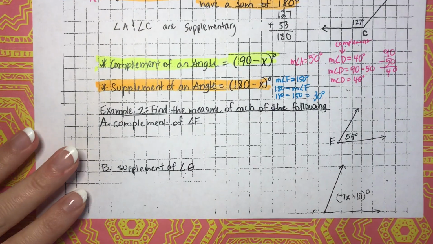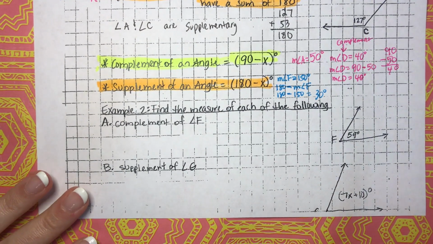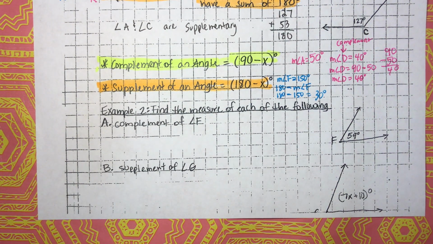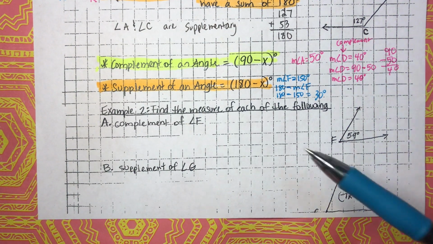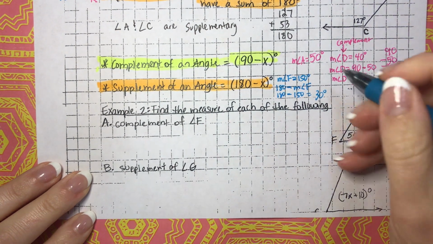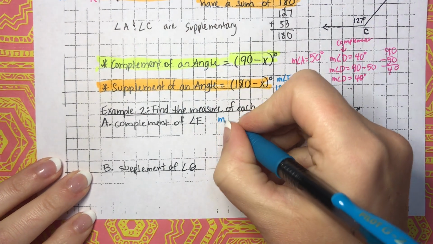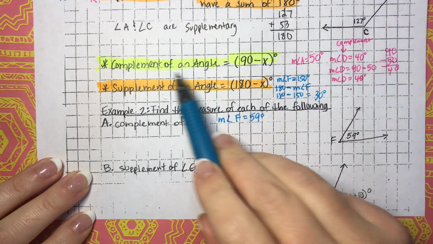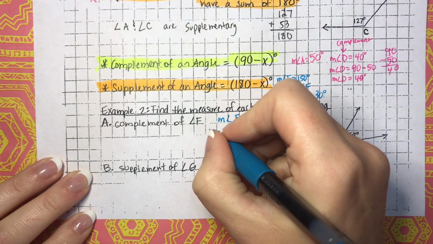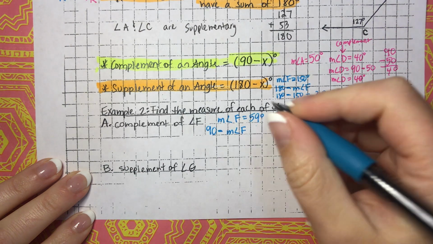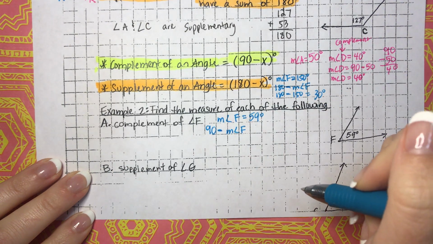So let's go down and look at example 2. All right, so it says find the measure of each of the following. And you're going to have to do this for your upcoming quiz. So this says the complement of angle F. Write down the complement of angle F. Well, we know that the measure of angle F is 59 degrees, right? And we know that the complement is 90 minus this. So it's going to be 90 minus the measure of angle F. That's what the complement of angle F is.